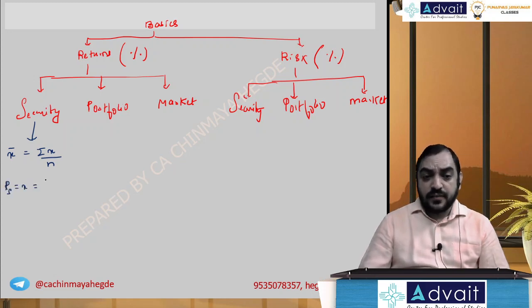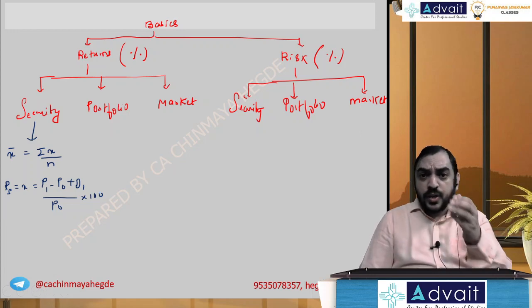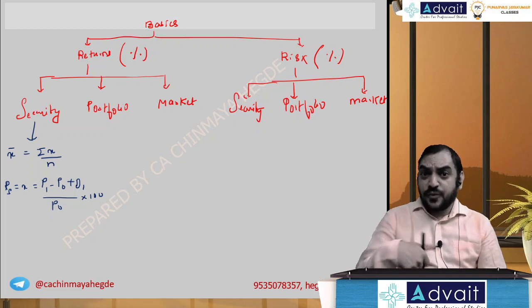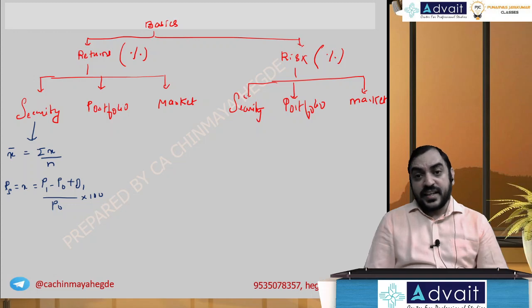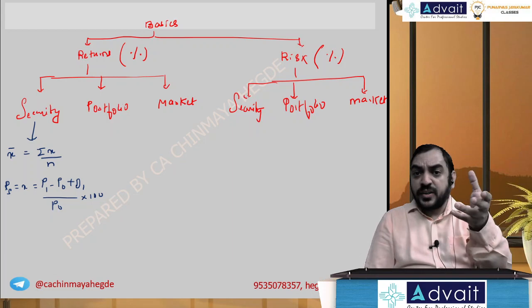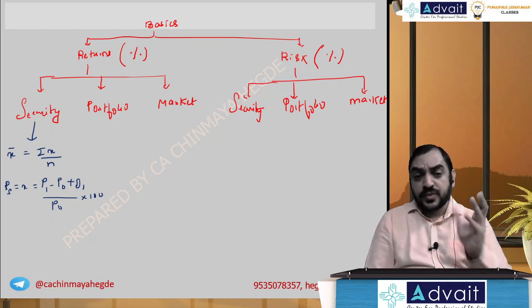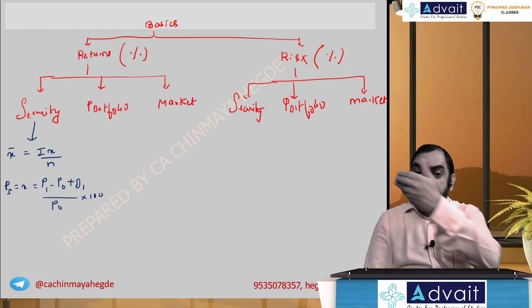Return of a security, we write like this: P1 minus P0 plus D1 by P0. You can also express in percentage multiplied by 100. P1, price at the end of the current year. P0, price at the beginning of the year, plus D1, dividend expected or dividend received at the end of the year, whole divided by investment, P0 into 100. Numerator is the profit, denominator is the investment, P0. That is the return for a year. Like this, we calculate for every year and for different securities.